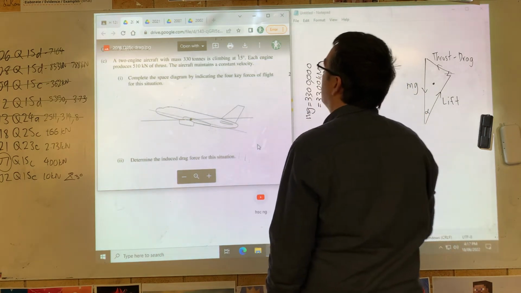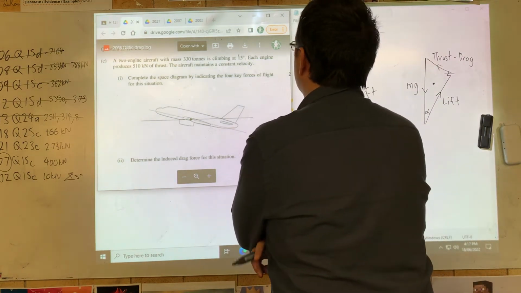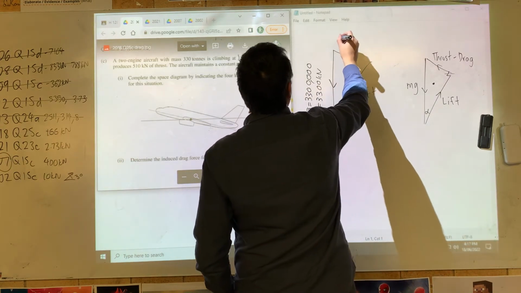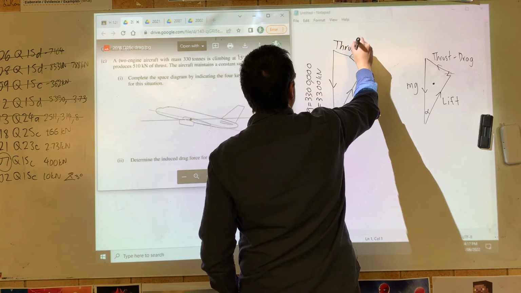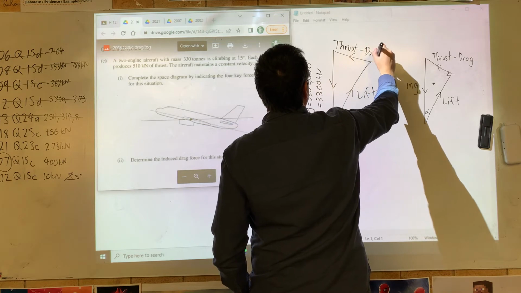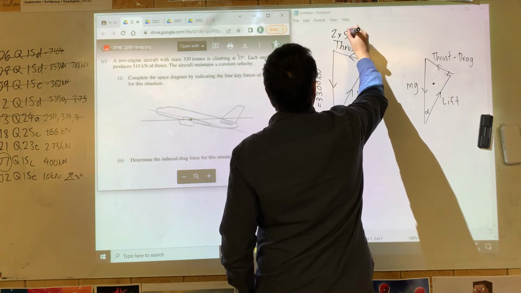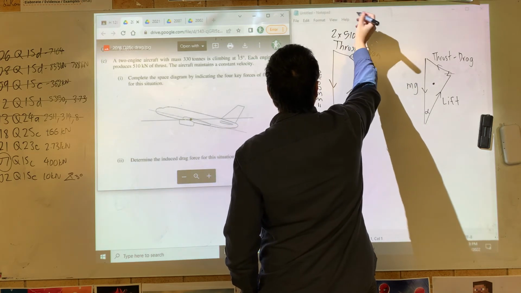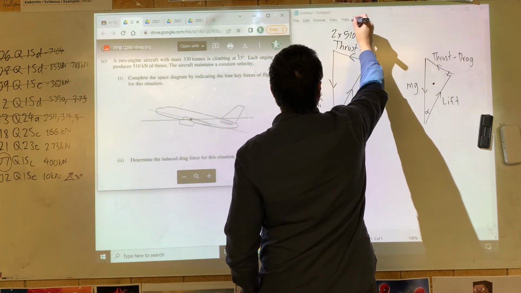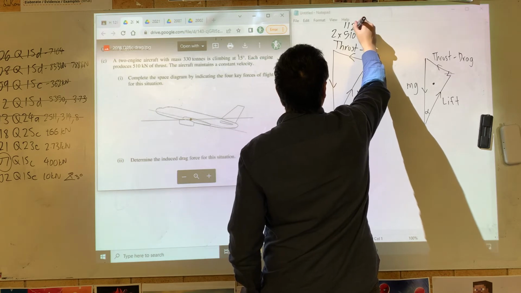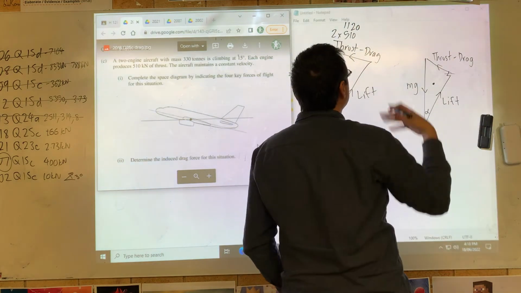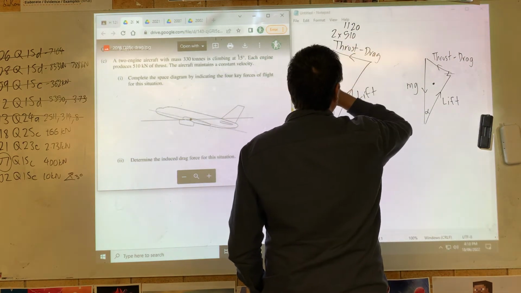Okay, each engine produces that much thrust. So we've got thrust minus drag. So our drag, I'm going to write that as 2 times 510. Now the reason I'm writing it that way is because I'm showing the marker that I know what I've at least acknowledged something going on. If I made a mistake after, the marker's going to show me something because I've at least written that.